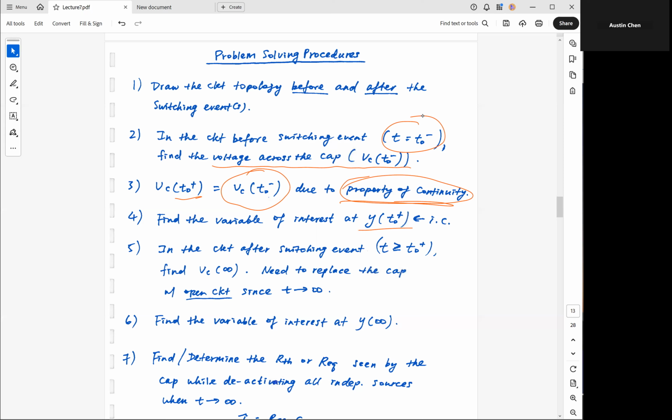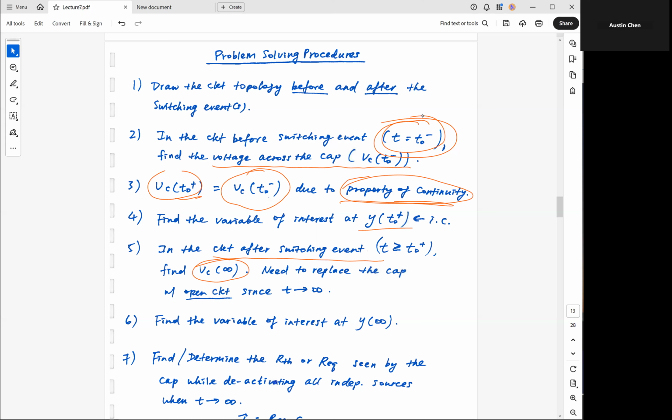Okay, so now let's look at the circuit after the switching event, right? So we talked about before the switching event, we found the VC at 0 minus, and then we equate that to find VC at 0 plus. But now we have to look at what happened after the switching event. Okay, so when the switch is flipped, right? And the switch is going to change its position. So now we need to use this circuit topology to find VC at infinity. Okay, so in other words, to find VC at infinity, we need to look at the circuit after the switching event. For you to find VC at 0 minus, we look at the circuit before the switching event.